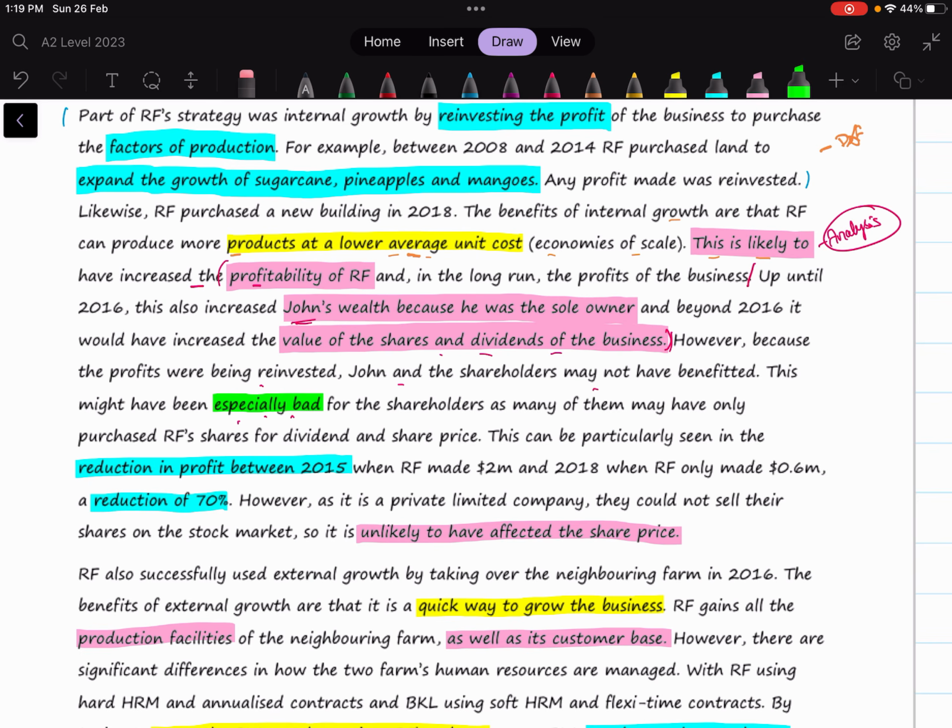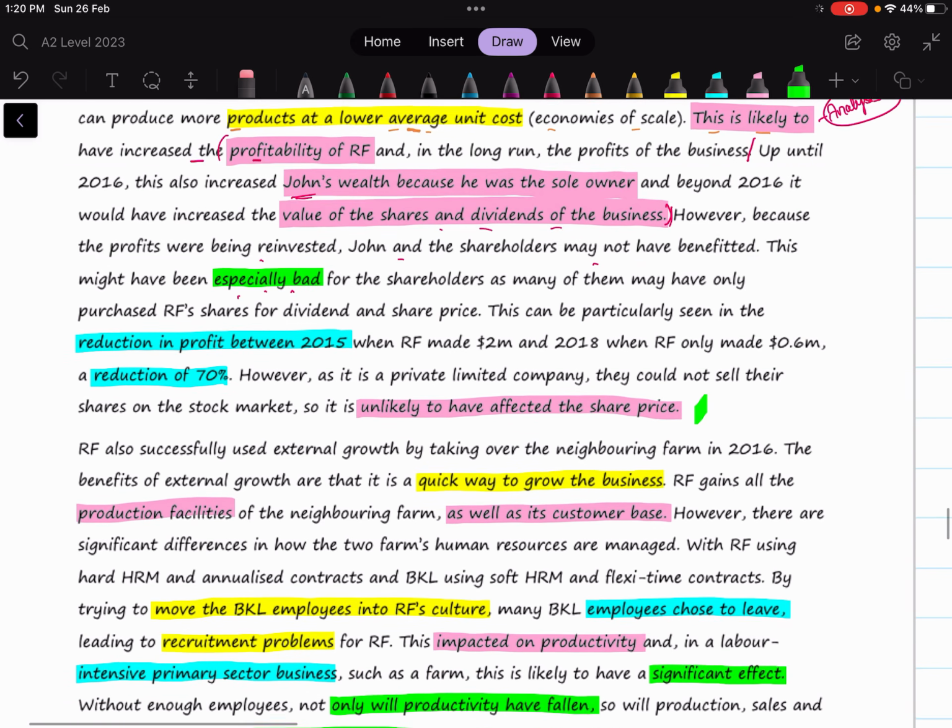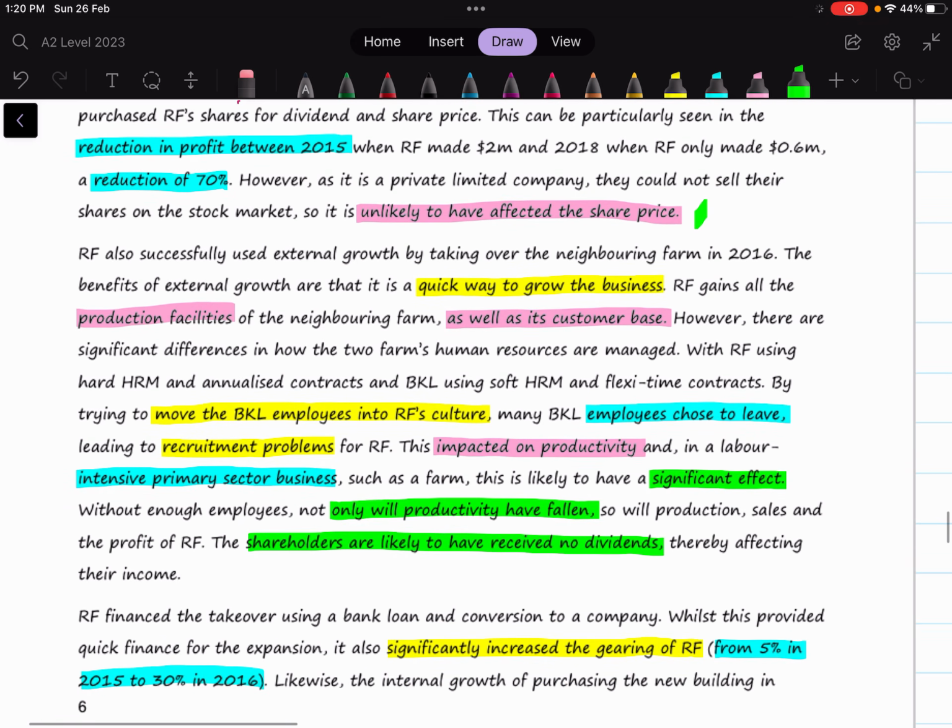Now the candidate moves further to develop his argument and has gained a chain of analysis at the end of the response as well, clearly seen here. Alright, now in the next paragraph, the candidate discusses external growth. So let's read a bit about external growth as well.